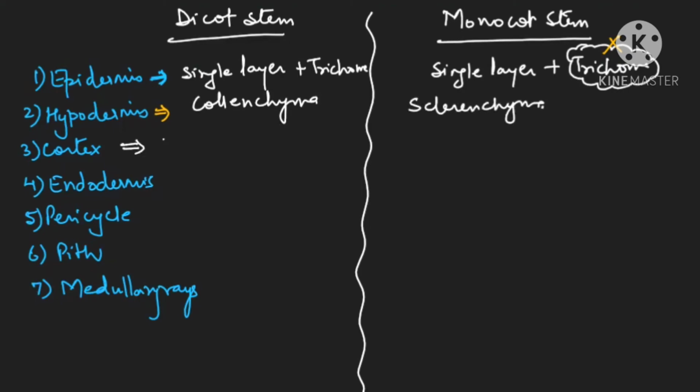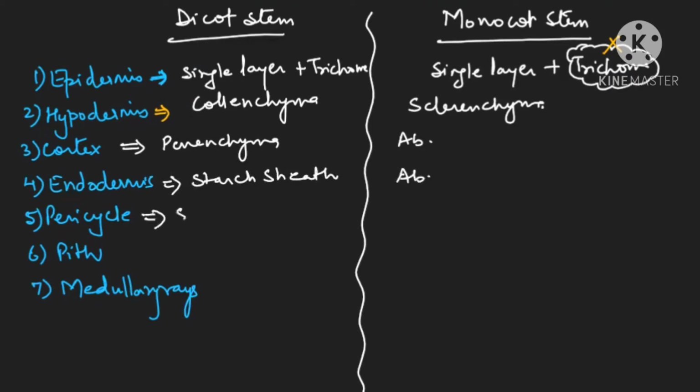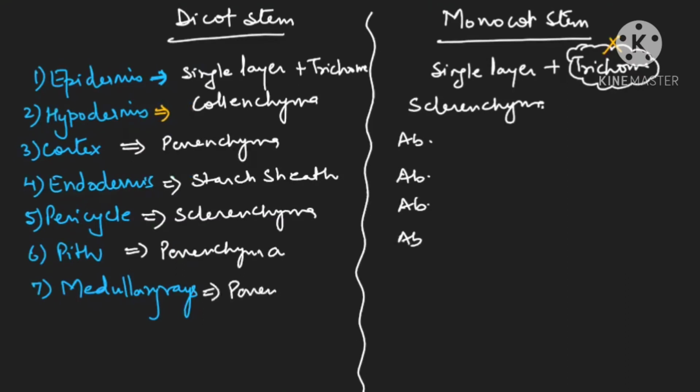Cortex will be parenchymatous, and here we will say absent. Endodermis will be single layered. It will be a starch sheath, remember, starch sheath because it is storing starch, and such a layer will be absent here. Pericycle will be sclerenchymatous, but it will be absent in the monocot stem. Pith will be parenchymatous, but it will be absent here. Medullary rays are also parenchymatous, but they will be absent here.